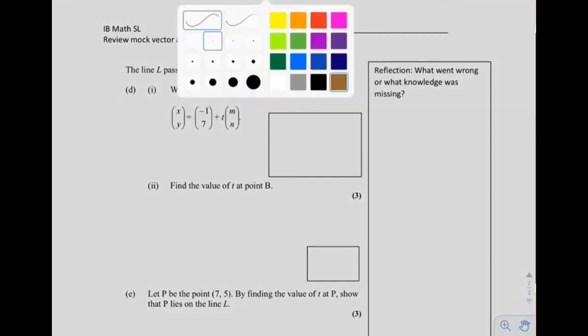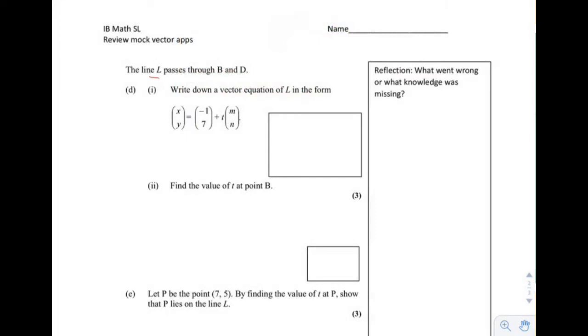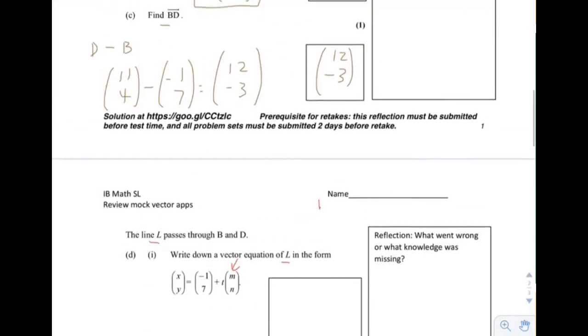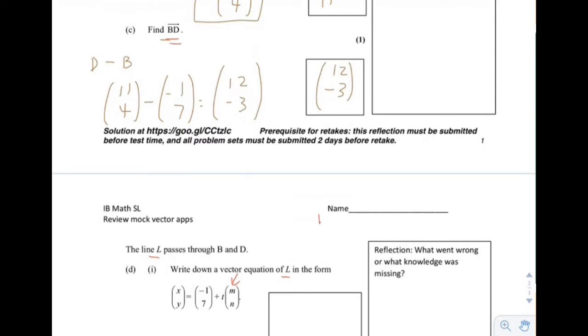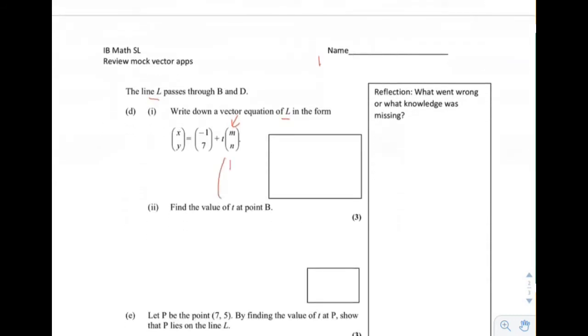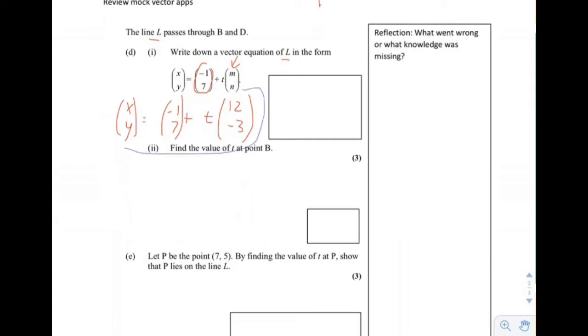Then it says that the line L goes through the points B and D, and it says to write a vector equation for this line in this form. Remember that the direction vector here is kind of like the slope, or the direction. And we already know that the direction for BD is (12, -3). So we can put here 12, negative 3 as m and n. And then the rest of it is just the same. (x, y) equals (-1, 7) plus t times (12, -3). So this is the vector equation of the line, and we'll just put it inside this little box here.